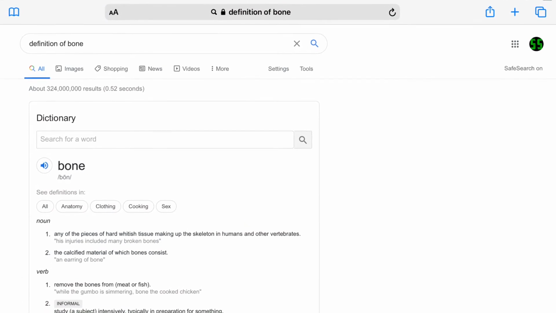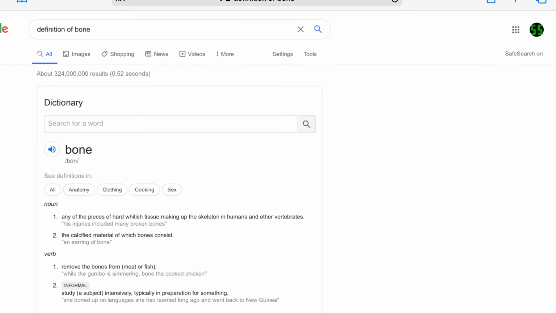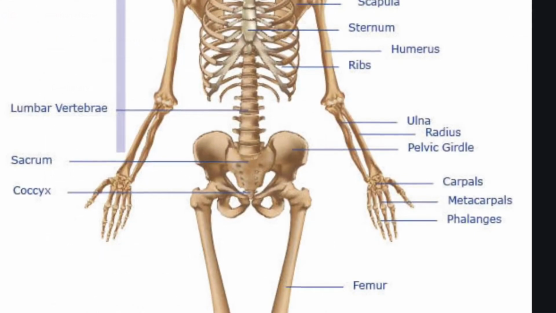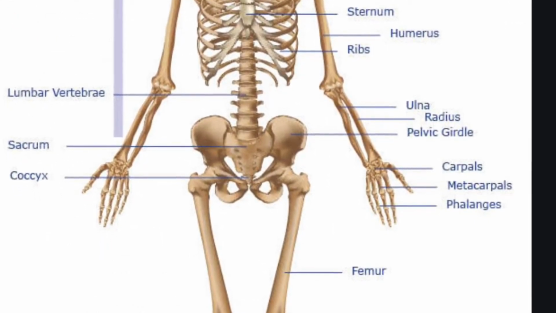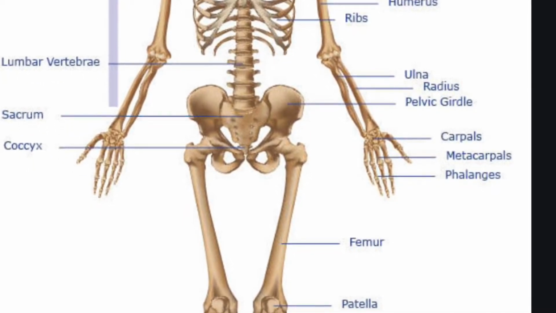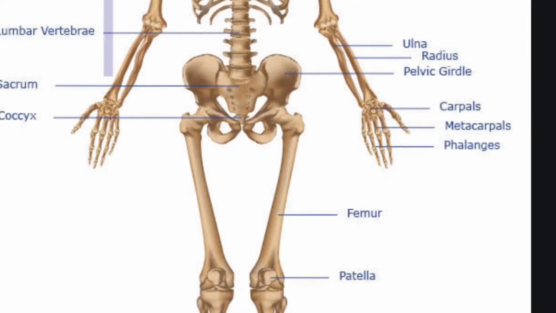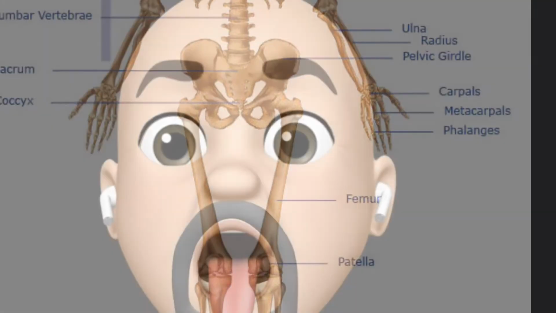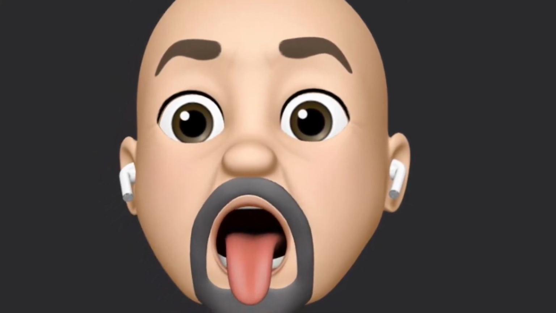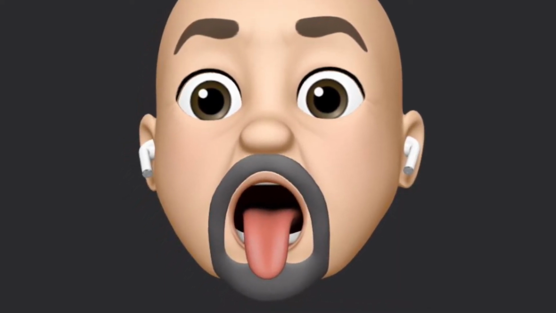Next, we have the dictionary definition of bone, which isn't that difficult. Any of the pieces of hard whitish tissue making up the skeleton. This skeleton is not moving anywhere without muscles, and the muscles cannot attach to the bone without the tendon. So you can see how all these 3 things work together. Don't be scared, it's just a skeleton. And speaking of skeletons, how do they stay together? How do bones connect? Well, that takes us to our next definition: ligament.